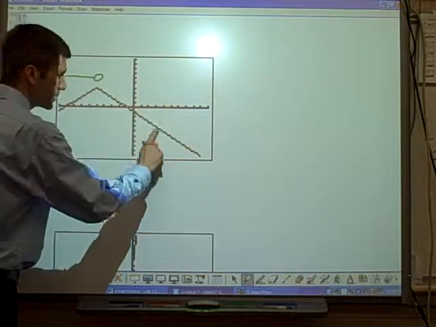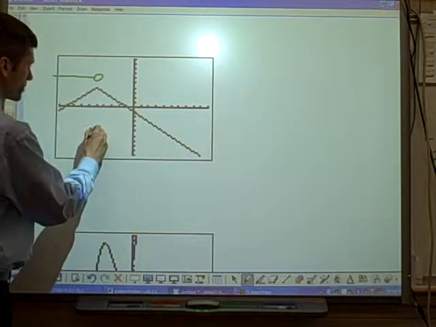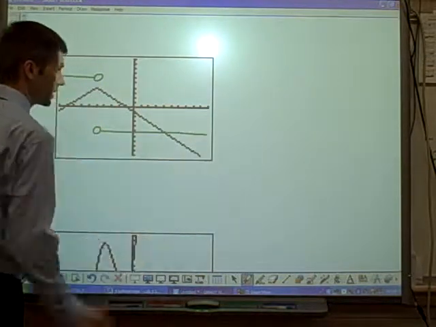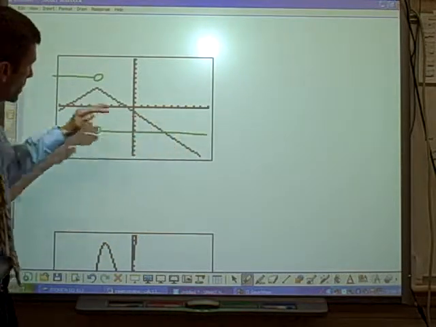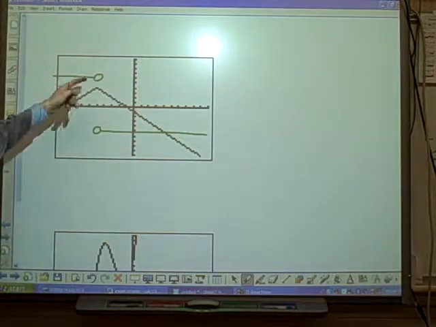The slope of this piece is negative. It is a constant negative. This is a constant positive. Why are these open circles?